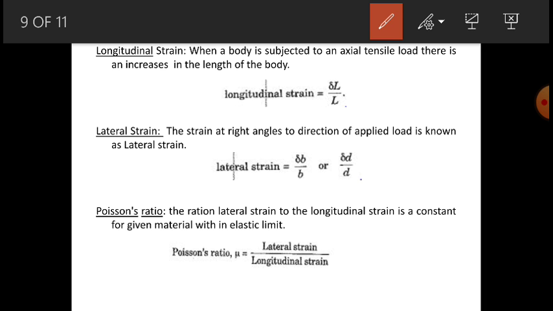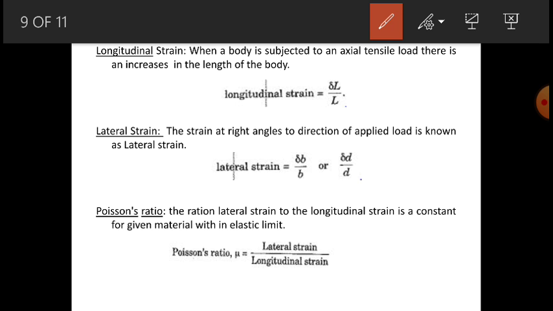Then comes the next one, lateral strain. Lateral strain is strain at right angles to the applied load. If this is an object and this is the applied load, and the strain is along this direction, it is increased along its transverse direction. That type of increase or decrease in deformation is called lateral strain, because the deformation is occurring along the transverse direction. So it is called lateral strain.